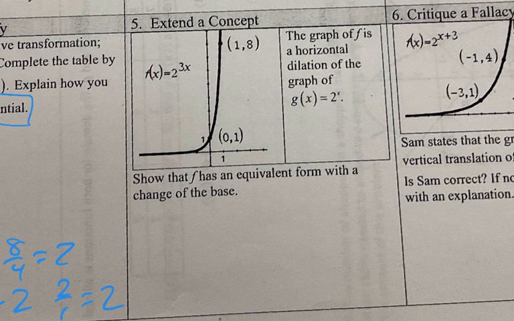5. The graph of f is a horizontal dilation of the graph of g of x equals 2 to the x. Horizontal is this direction, right? The x's. The horizontal dilation is here. We're multiplying on the inside by 3. Show that f has an equivalent form with a change of the base. So they want us to take 2 raised to the 3x and change its form to look like something else.